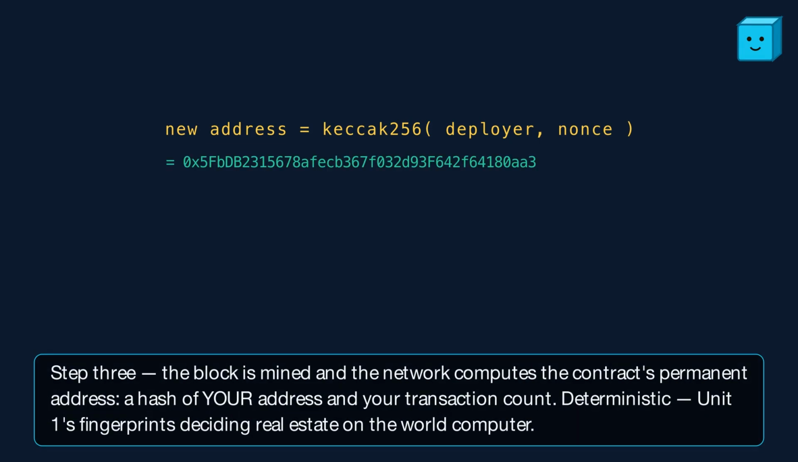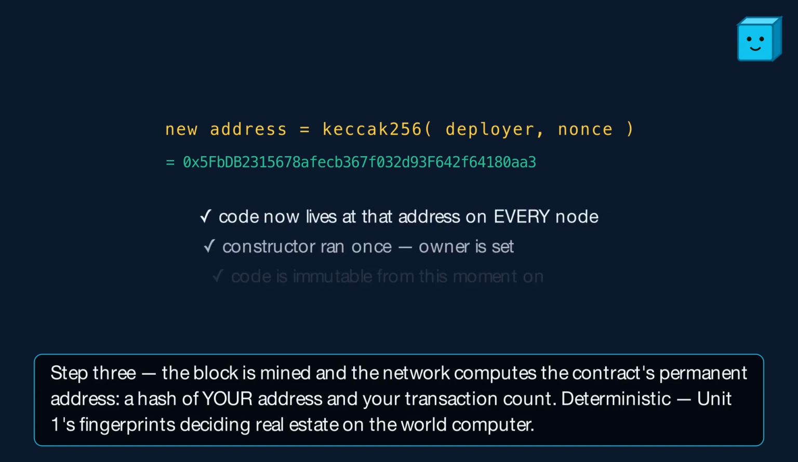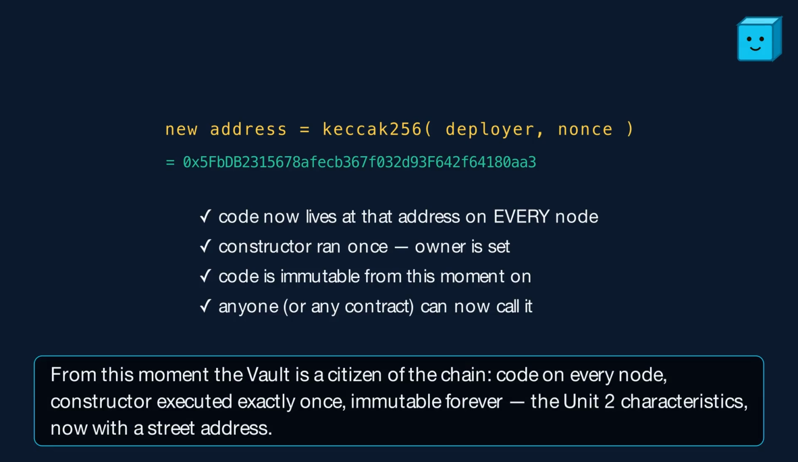Step 3. The block is mined and the network computes the contract's permanent address, a hash of your address and your transaction count. Deterministic. Unit 1's fingerprints deciding real estate on the world computer. From this moment the vault is a citizen of the chain. Code on every node. Constructor executed exactly once. Immutable forever. The Unit 2 characteristics. Now with a street address.